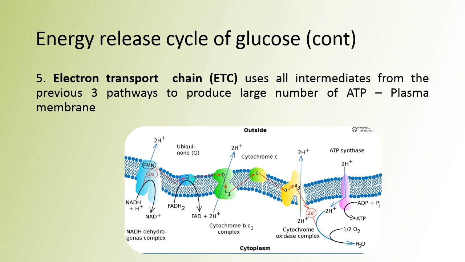Okay, the final step in aerobic respiration is called the electron transport chain, also known as the ETC. It uses all the intermediates from the previous 3 pathways to produce a large number of ATP. This process happens in the plasma membrane of the bacteria. All the intermediates from the other 3 reactions, including NADH and FADH2, are transported by a series of membrane-bound protein molecules to the final electron acceptor to produce a higher number of ATP.